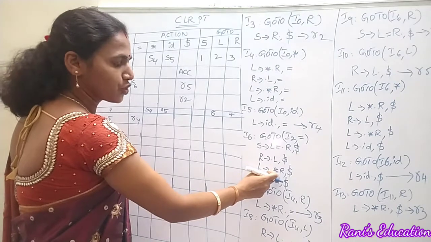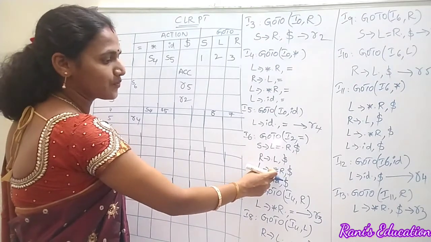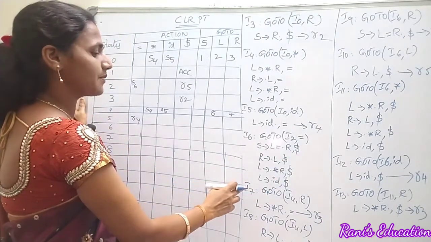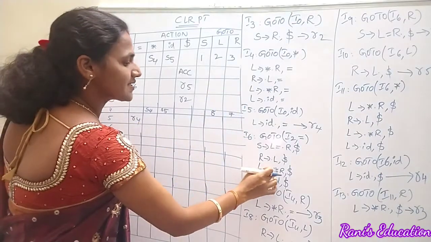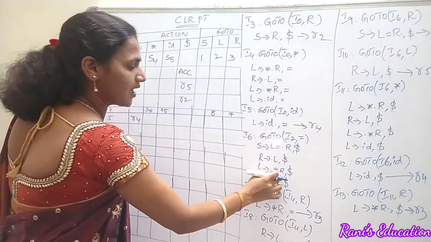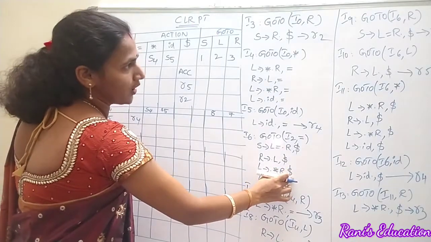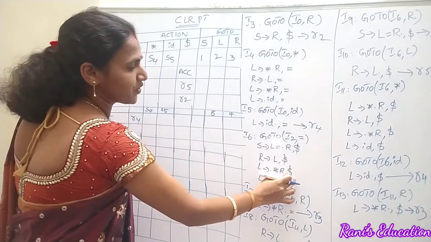Here also we have two productions whose RHS starts with a terminal. We just need to observe the production and look ahead. Dot star is shifted to star dot with a look ahead dollar. In which production can we observe that?